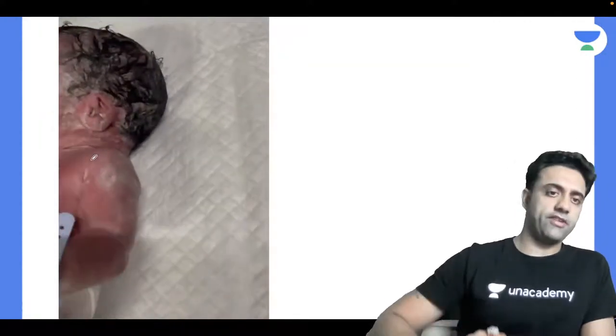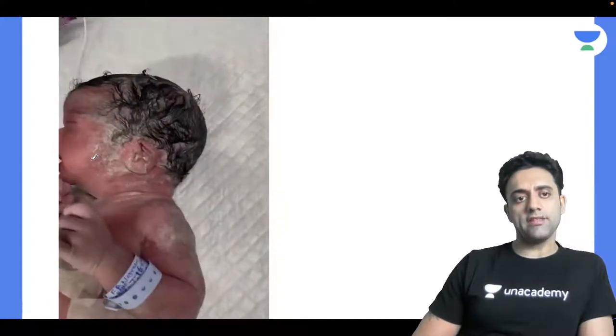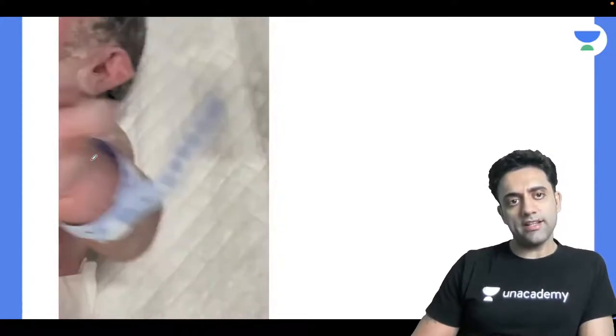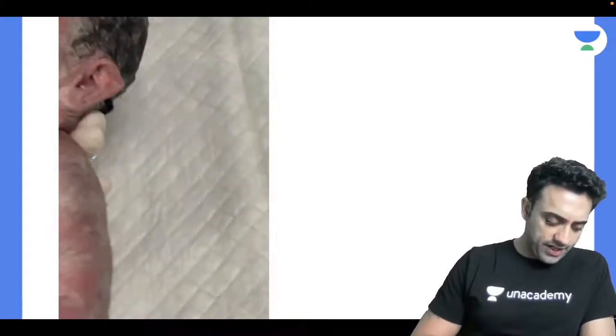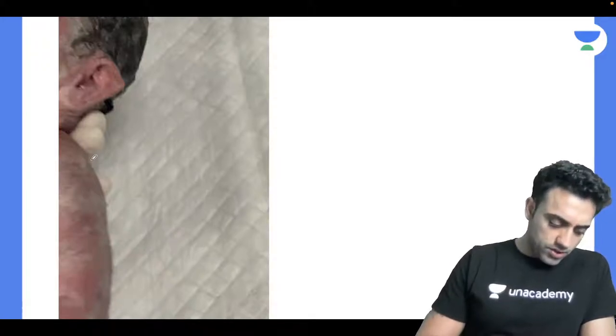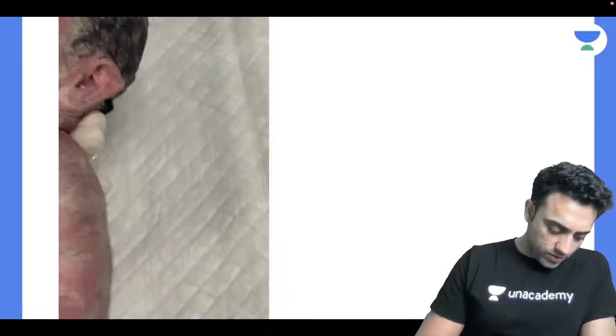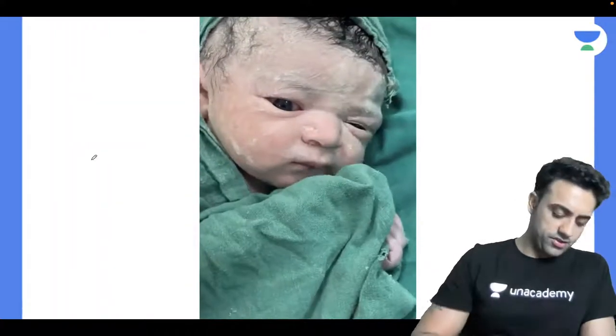Next one, I'll show you one video. Tell me what this is. What can we see in this baby, anyone? What is this whitish thing? Who will tell me what this whitish thing is in this baby? Any random guesses? What do you think? Anyone? Yes, very good. I'll show you one more picture also.